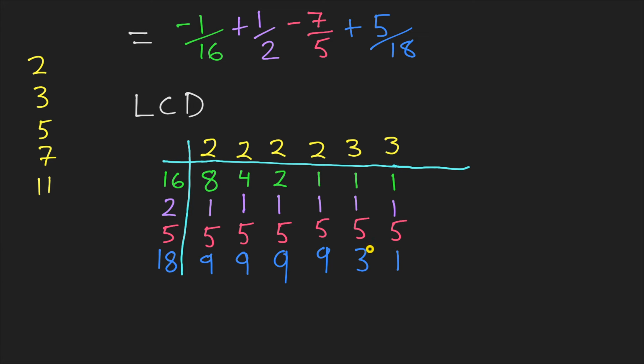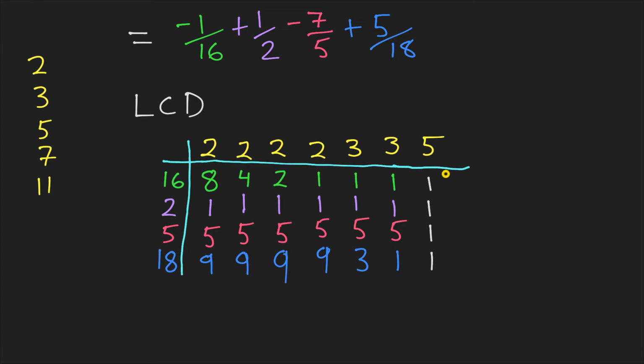Okay, are any of these numbers divisible by 3? No. What about the next number on your prime number list? 5. Are any of these numbers divisible by 5? Yes, 5 is divisible by 5. So go ahead and write 5 in the top margin. And then 1 does not divide by 5, so just write 1. 1 does not divide by 5, so just write 1. 5 divided by 5 is just 1. And 1 does not divide by 5, so just write 1.